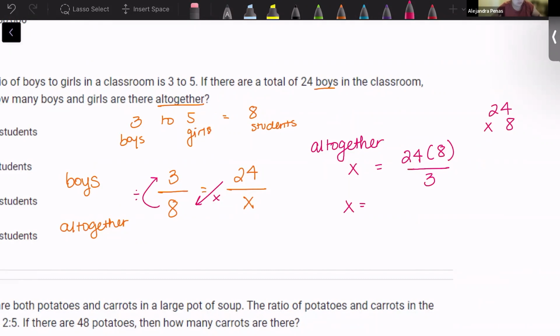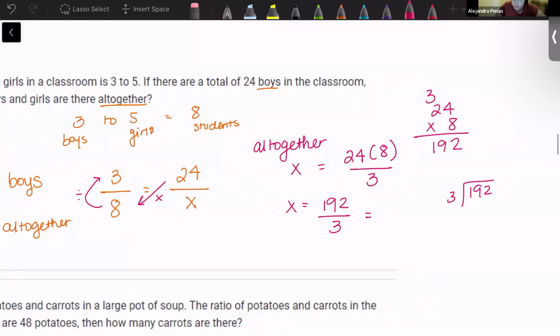That's going to be 32, carry the 3, 19. And then divide that by 3, and I believe that's 64. I think. 6, 18. Yeah. So there's a total of 64 children in the classroom altogether.